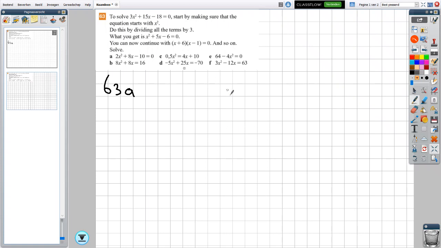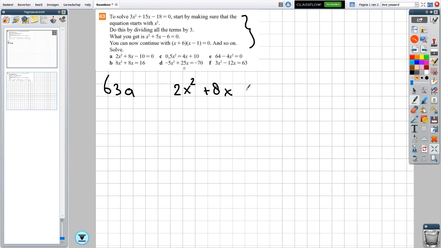Hello everyone, we're going to take a look at exercise 63 of chapter 7.5, which is about solving equations still, but we're going to be introduced to something new. Hopefully you've already read this part that is being introduced to you before they ask you to solve. I'm going to now show you in practice what this actually means for us.